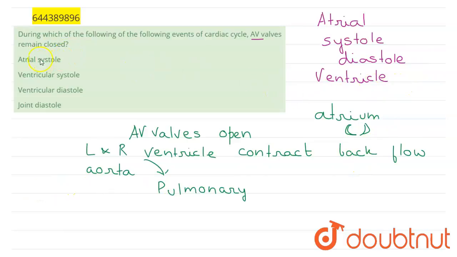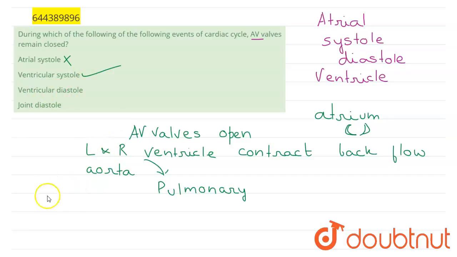So if we see our options, during atrial systole, the atria contract and AV valves remain open. So this is a wrong option. During ventricular systole, the AV valves remain closed to prevent backflow of blood. So this is the right option for our question.